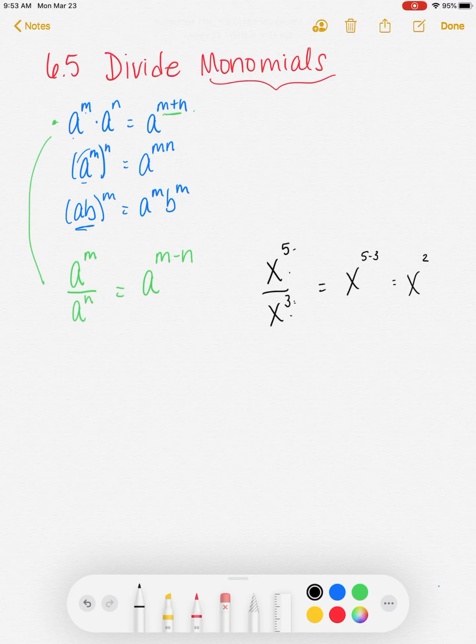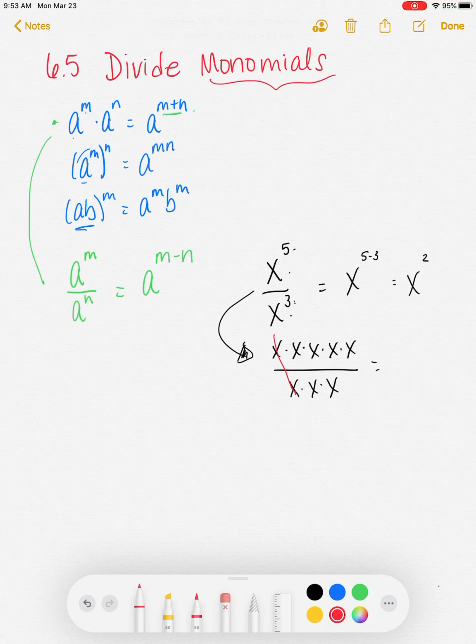Let's do a quick explanation as to why that is. Let's say I wanted to write this out. Please don't do this for every problem. It just gives you an idea as to why the rule is what it is. X to the fifth would be x times x times x times x times x. There's 5 of them, right? 1, 2, 3, 4, 5. Divided by x to the third, which is x times x times x. There's 3 of them.